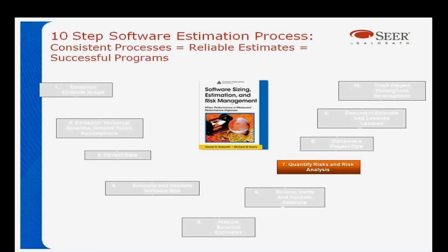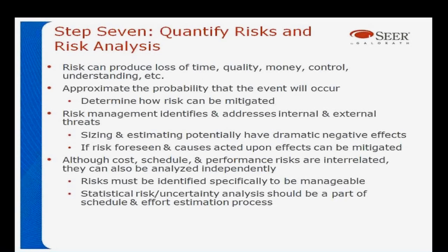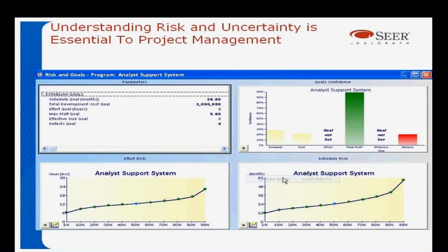Quantify risks and risk analysis, step 7. Risk can produce losses of time, quality, money, control, and understanding. Risk management addresses both the internal and the external threats to the software. For example, estimating and sizing. If you miss a lot of functionality, that might be one of the significant risks. Risk can be specified and can be manageable, and statistical risk should be part of the project. For example, in SEER, we can provide the least likely and the most sizes or personnel capabilities or whatever, and it will use that for uncertainty and risk analysis.